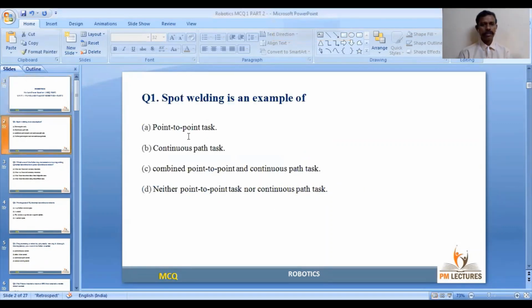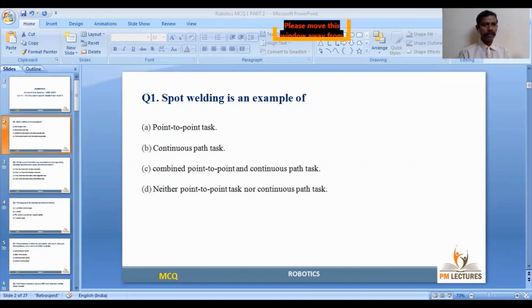First question. Spot welding is an example of option A, point to point task, option B, continuous path task, option C, combined point to point and continuous path task, option D, neither point to point task nor continuous path task. So option A is the correct answer. Spot welding is an example of a point to point task. For question number 1, option A is the correct answer.